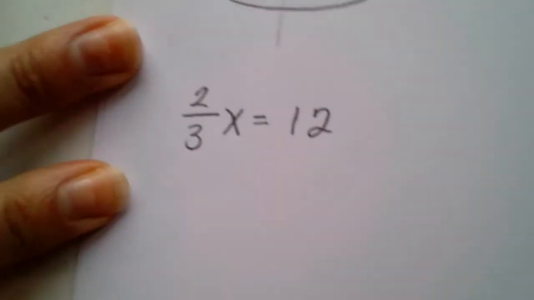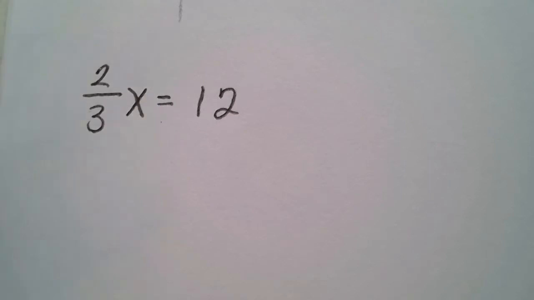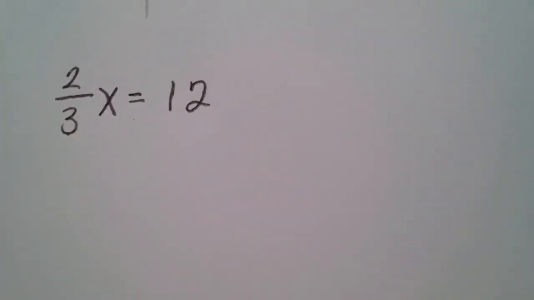All right, this one's a little more tricky. So we've got a fraction times a variable equals a number. So you may be able to do this one mentally if you know 2/3 of some number is equal to 12. Well, 2/3 of what number equals 12? Can you think of that? Another way to do this is you could divide both sides by 2/3. That might make the most sense to you since this is multiplication.